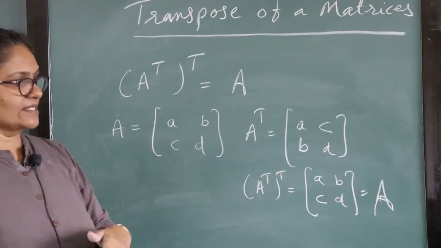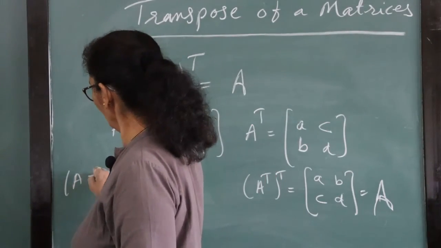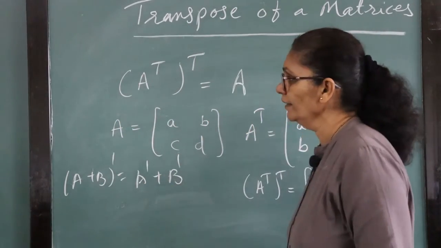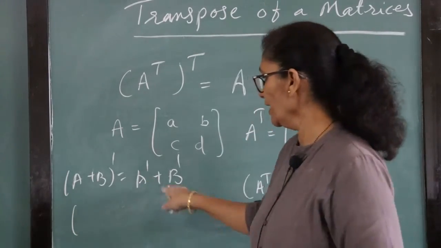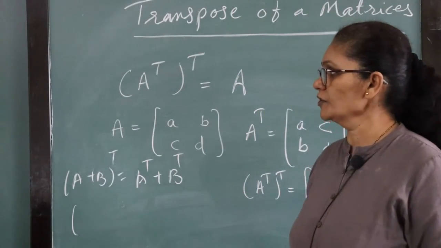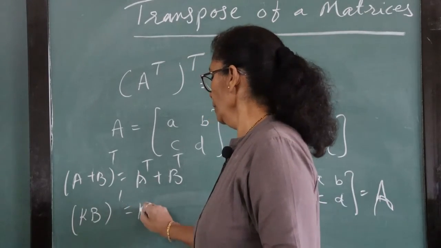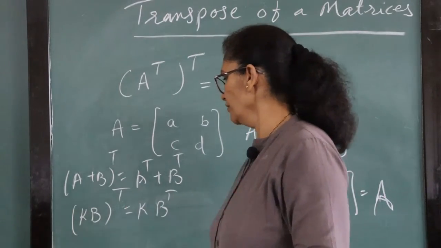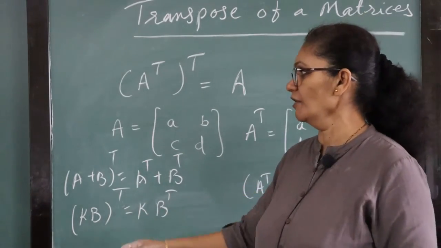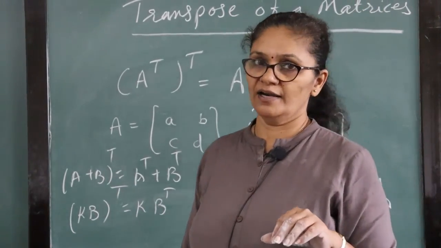Many properties are there, but we discussed just the first one. I just explained what the properties are; proofs and examples of the properties we will discuss in the next class. When you take A plus B, its transpose can be written as A transpose plus B transpose. In a similar way, if you multiply any constant with a matrix, there is no need to take the transpose of the scalar, you can take the transpose of the matrix only. All the properties we will discuss in the next class.